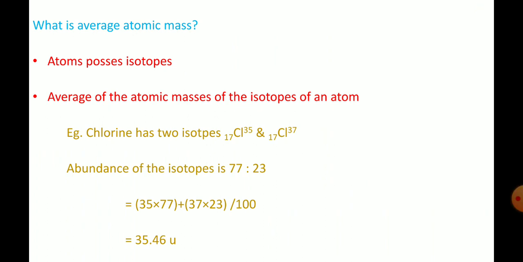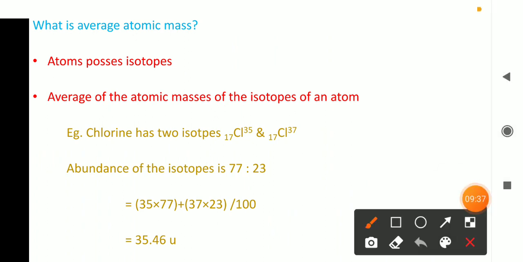Then in the previous slide we have used the term average atomic mass. As I told you, it is a new concept for you. We haven't studied it, so we have to think of it. What is called average atomic mass? Dear students, every atom possesses a number of isotopes. You know about isotopes. What is called an isotope? Atoms of the same element with the same atomic number, but what is different? The mass number is different. So they are called isotopes.